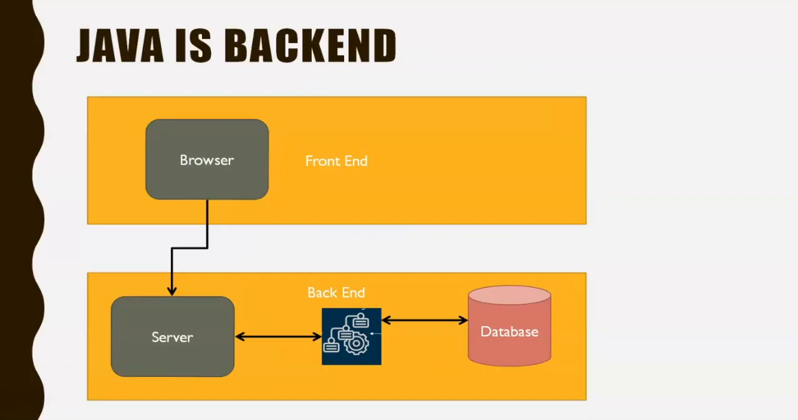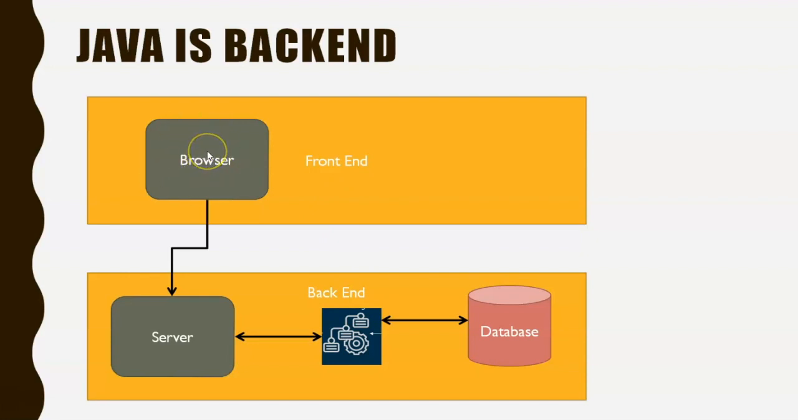So why Java, right? Java is backend development, and what is the purpose of Java? We will see. Basically Java stands in the backend, and let's understand the difference between front end and back end. Front end is something a user or a client can access from the browser.